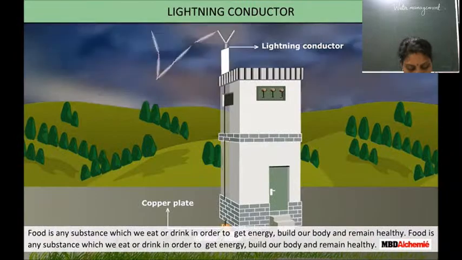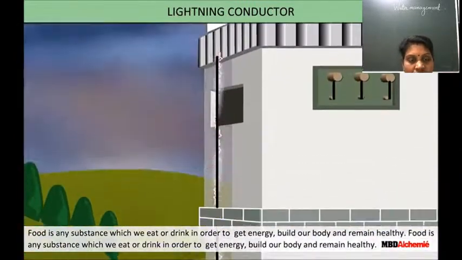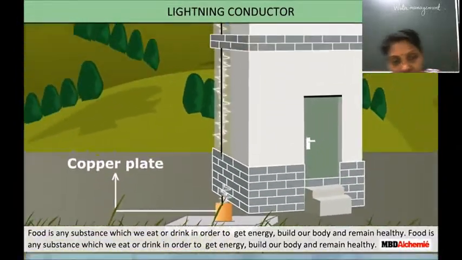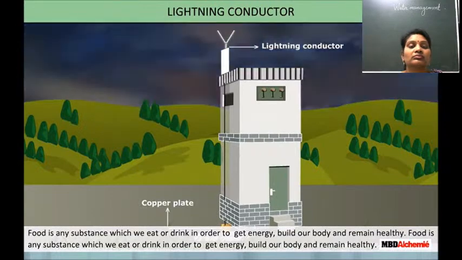A pointed metal rod is fixed upright on the building. One end of the rod is out in the air and the other is buried deep in the ground. When lightning strikes, a strong electrical charge is conducted through the metal rod to the earth, as shown here. Thus, the building is saved from any damage.